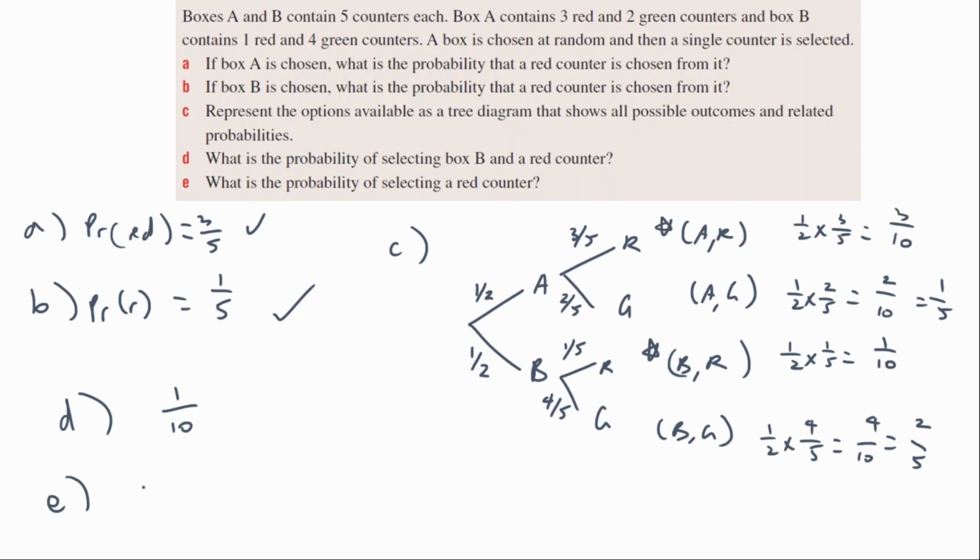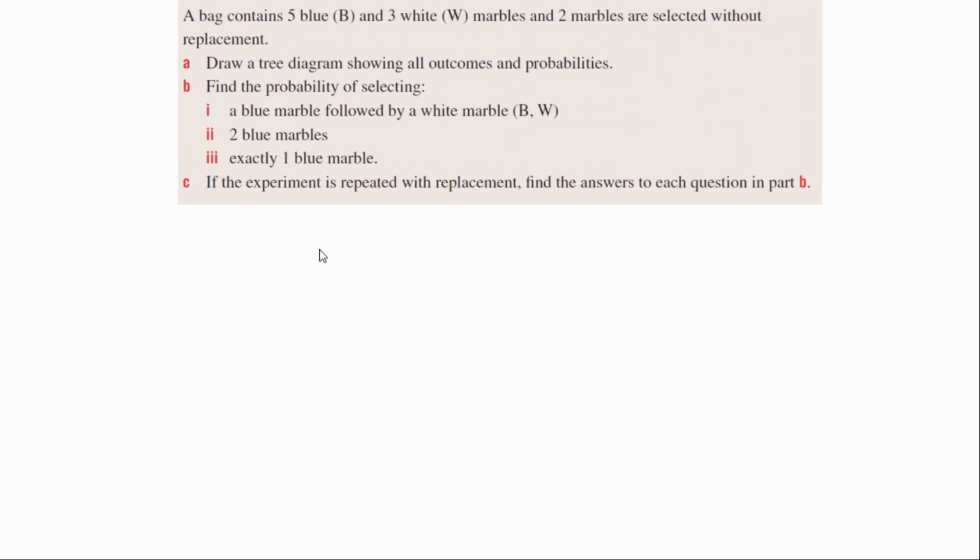That's going to be 3 out of 10 plus 1 out of 10, which gives me 4 out of 10. Make sure you simplify, divide both the top and the bottom by 2. That gives me final probability of 2 out of 5. Give yourself a tick if you got that correct as well. Alright, so this was all with replacement, if you guys remember what that means. Let's have a go at doing that without replacement now.